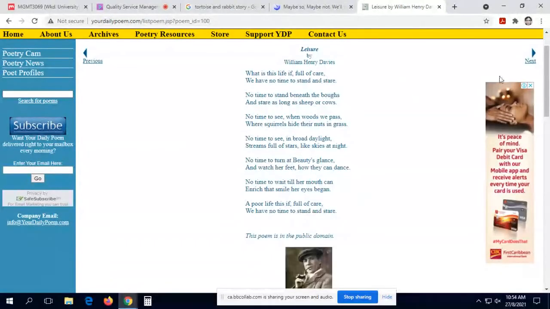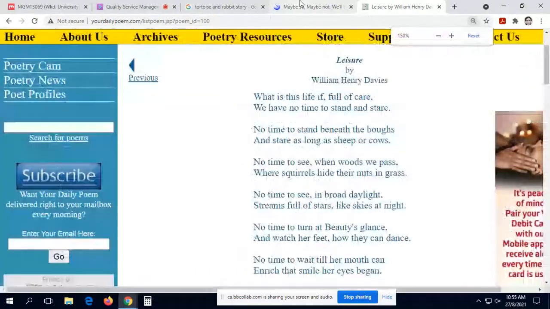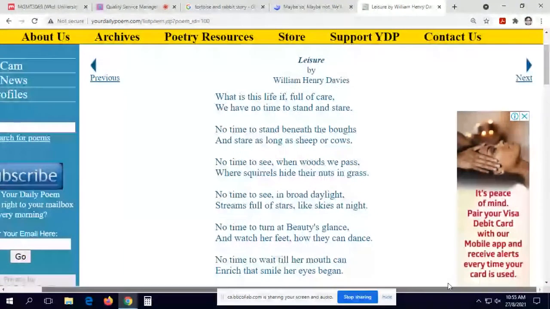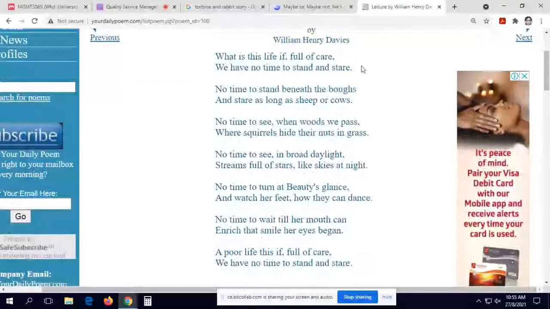I want to share a poem with you. When I was thinking about these things this morning, this poem came to my mind, and you can see this poem on the screen. Please take time to reflect on this.